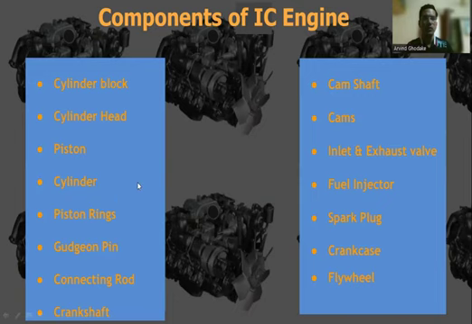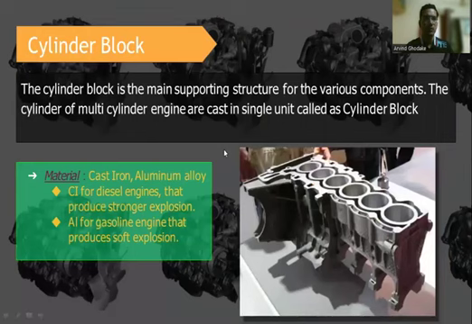So these are the detailed parts, or components, of the IC engine. Whenever these are connected with each other, the engine assembly can be made. Now we will see each part one by one. The first part is the cylinder block.